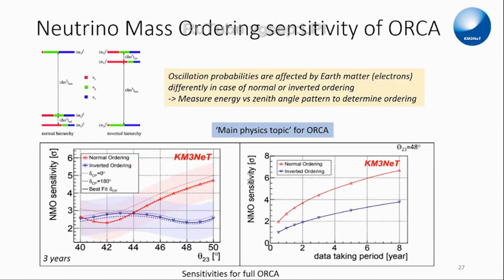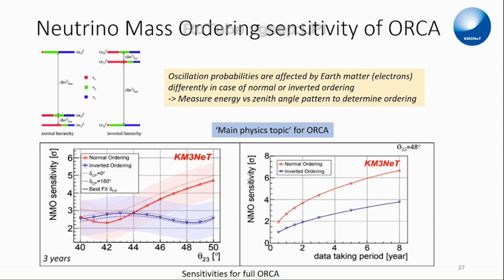Now, the main physics subject we want to tackle with ORCA is the neutrino mass hierarchy, right? So there are 3 mass eigenstates of neutrinos. We know the mass square differences between them, but we don't know the sign of one of these differences. So is this third mass eigenstate lighter or heavier than these other 2, right?